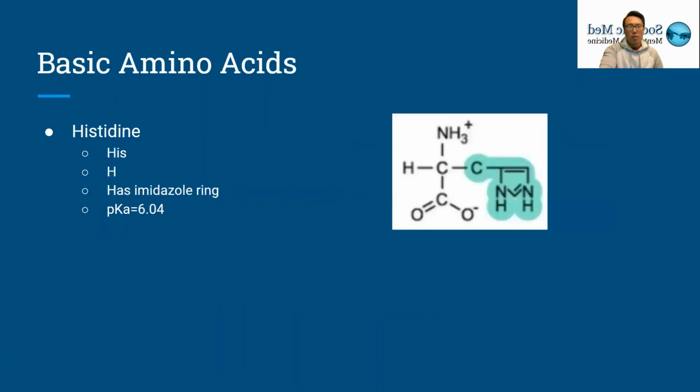Okay. And then the last amino acid is histidine, HIS, H. It has this ring called the imidazole ring. The positive charge when protonated is delocalized between those 2 nitrogens in the ring. And the pKa for that side chain is 6.04.